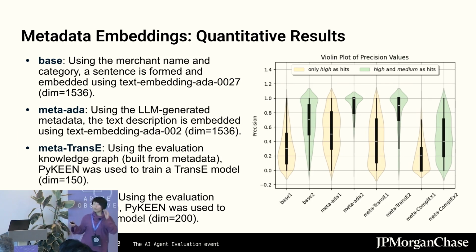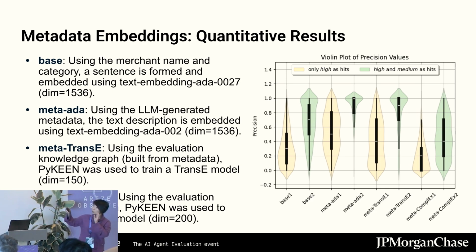In terms of embeddings, we have the baseline, which is not using any of the LLM-generated metadata. The second one, Metadata, is just taking the description from the generated metadata and putting it through ADA. And then TransE and ComplEx are knowledge graph types of embeddings. And you see, these are the violin plots for it.